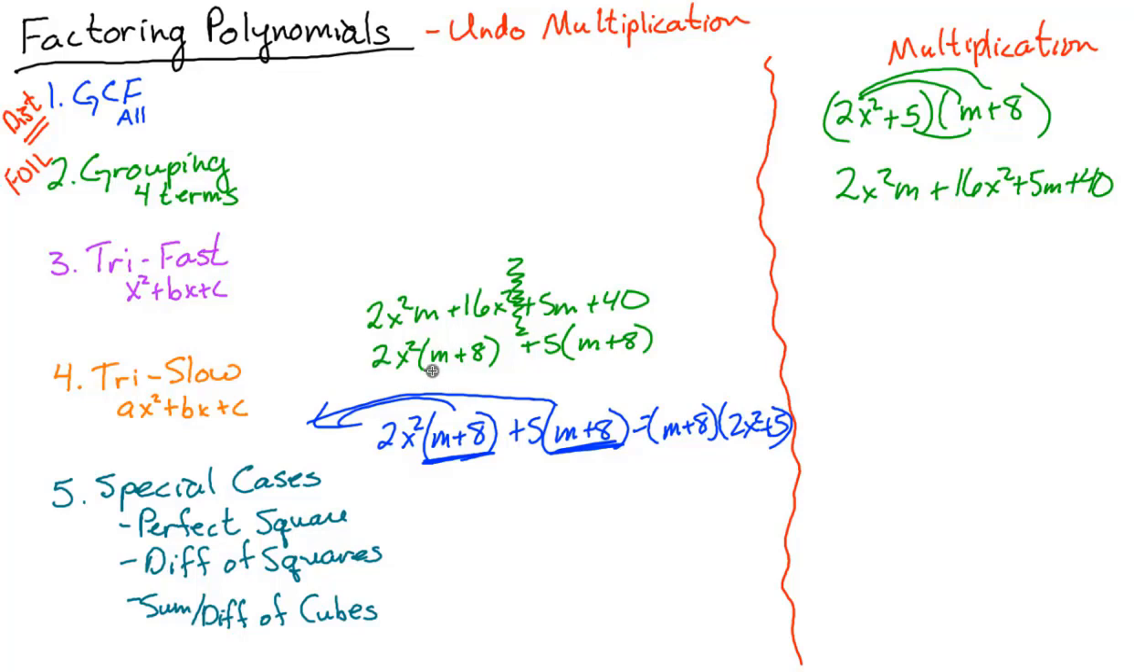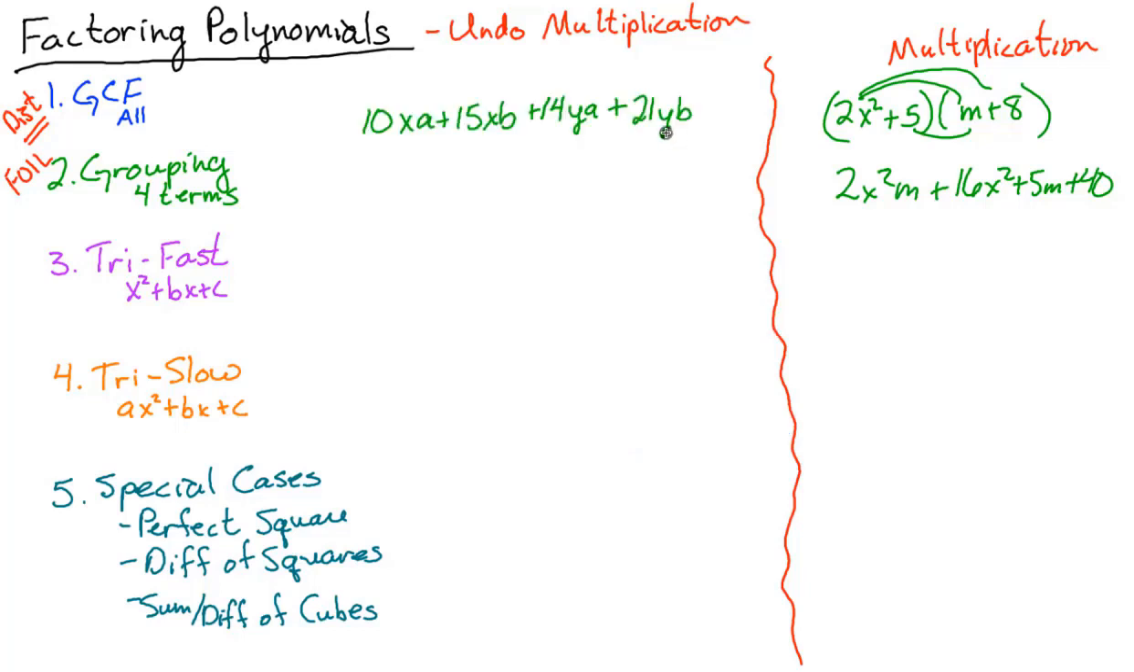And look at what we have: a binomial that is consistent in both halves. Glue them back together, and we have this one where we're like, oh, hey, look, we can now pull out the m plus 8. Let's pull it out to the right this time. 2x squared plus 5 times m plus 8. And we have done exactly backwards of FOIL. Isn't that amazing? Grouping chops them right together.